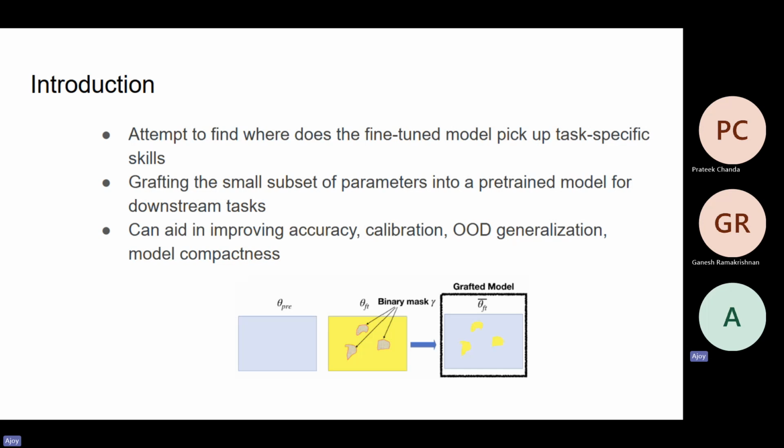So we introduce the concept of grafting, wherein we try to identify a mask which gives us the subset of parameters in the fine-tuned model which are actually responsible for giving the skill to that model. We then take those parameters from the fine-tuned model and leave the remaining parameters as they were in the pre-trained model. The final grafted model ideally gives better performance in a variety of tasks, like accuracy and also other domains like generalization, calibration, etc. Next slide.